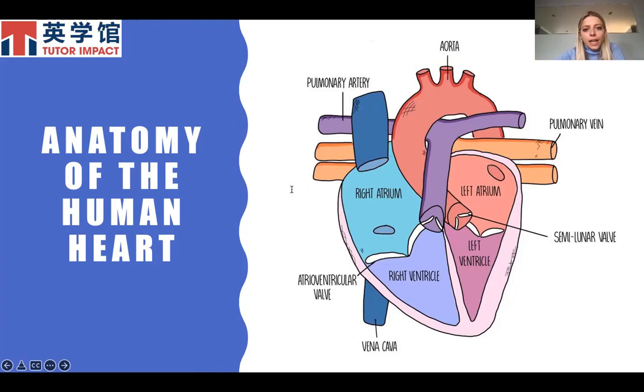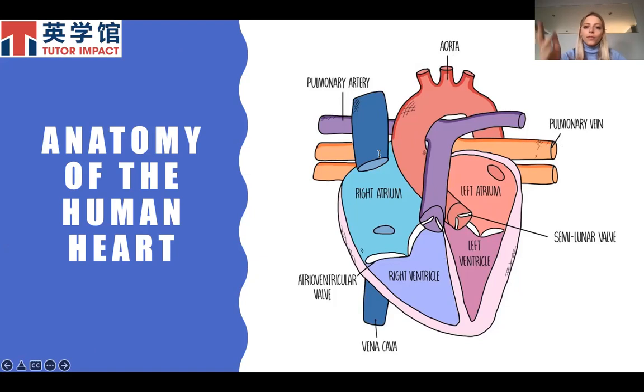Then, as I said, it goes into the right atrium, into the right ventricle, and up through the pulmonary artery to the lungs. Once it gets to the lungs, that blood is oxygenated and is carried back to the heart via the pulmonary vein, which you can see here. As we discussed before, that oxygenated blood enters the left atrium, goes through the atrioventricular valves into the left ventricle, and is then pumped to the body through the main artery, the aorta.